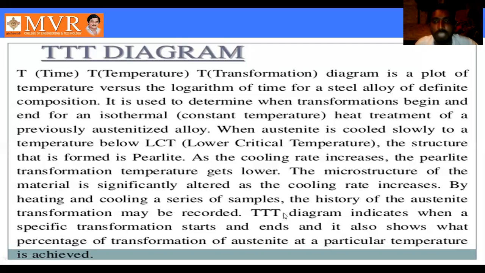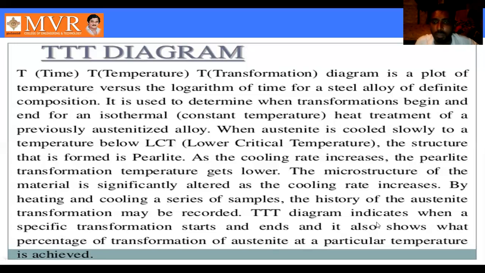By heating and cooling a series of samples, the history of the austenite transformation may be recorded. The austenite transformation will be recorded when we are heating and when we are cooling. When we heat and cool, the structure will be changing, and the transformation begins and ends. The total structure we record is in the TTT diagram.